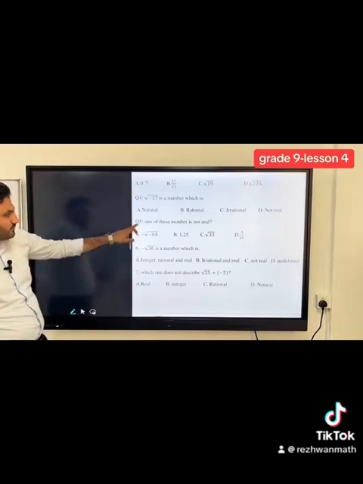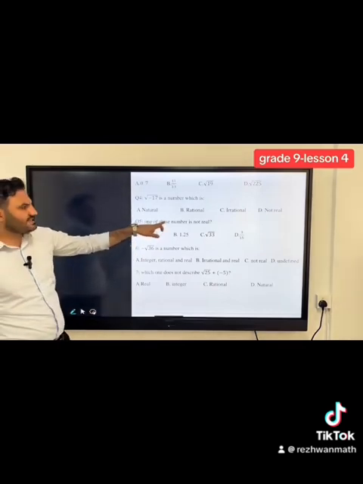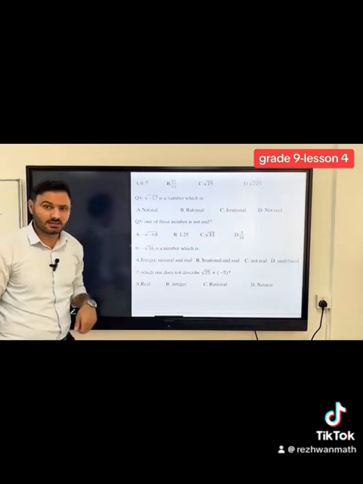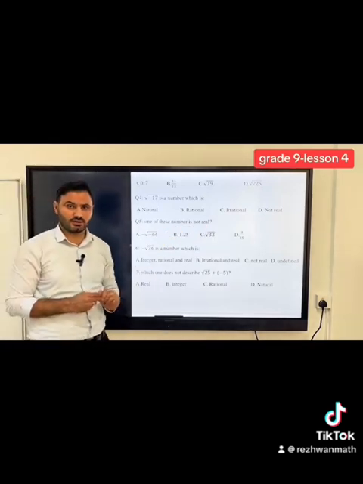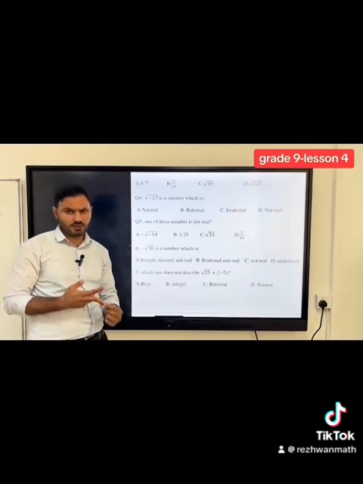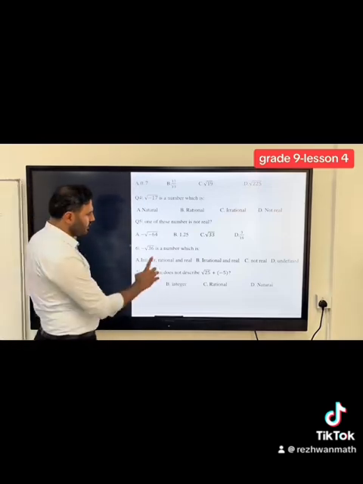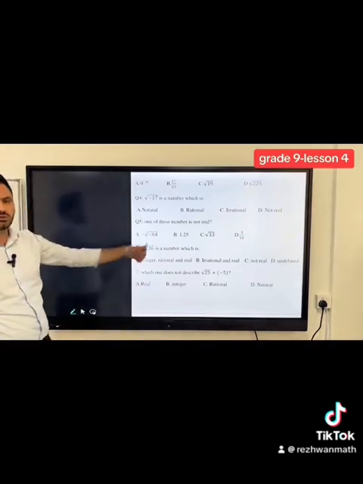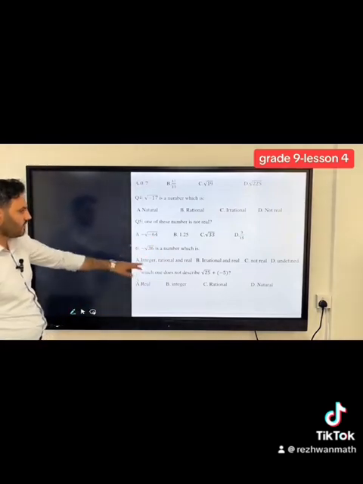Question 5. One of these numbers is not real. We have two cases for not real: a number over 0, or a negative number inside the square root. Look, because we have a negative number inside the square root, directly A is not real.